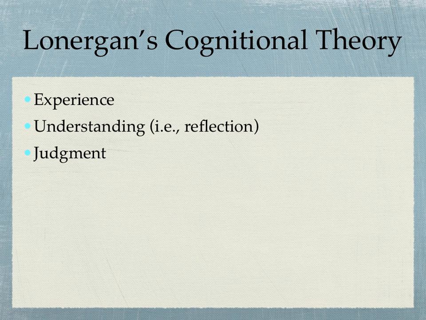The second thing that he talks about is understanding, which is very similar to what we just described as reflection. So that is taking that step back. It's pondering, it's thinking about, it's contemplating. The third item there, as you can see, is judgment.